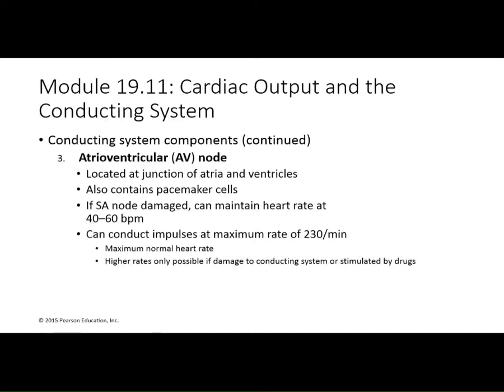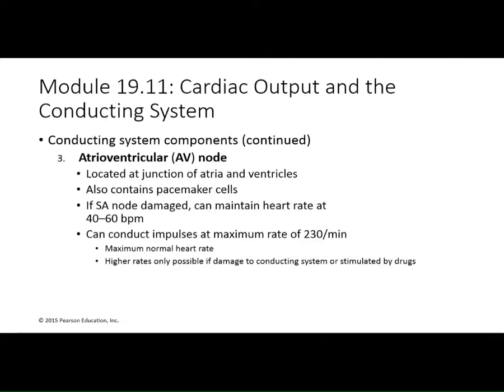Now, this is important. If the SA node is damaged, in other words, if the SA node is not firing at all, the AV node will still fire. But the AV node, those cells are different than the SA node cells. They will only fire at 40 to 60 beats per minute. Now, that's enough to sustain life. What would you see on an EKG if the SA node was damaged? I'd see QRSs, right? But I wouldn't see any P waves, right? So I would see no P waves, I'd just see a bunch of QRSs. And the rate would be a lot slower, right? Only 40 to 60 beats per minute, because that's how often the AV node will fire on its own.